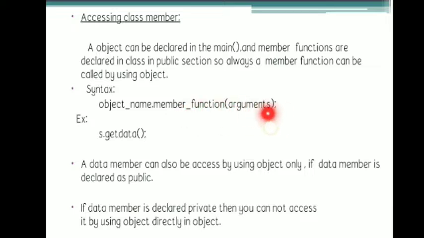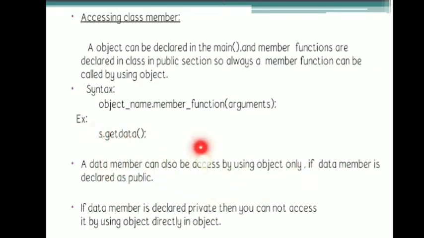If the member is a data member, we can specify the name of the data member. If it is a function, then we use the member function name, with the list of arguments required within the parentheses. So this example says that s is the object and getdata is a member function of the class.